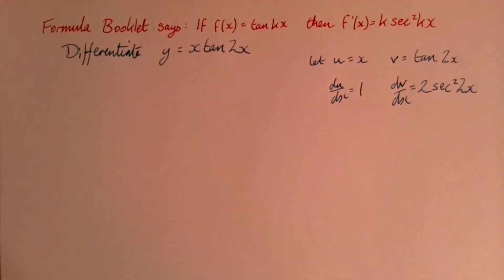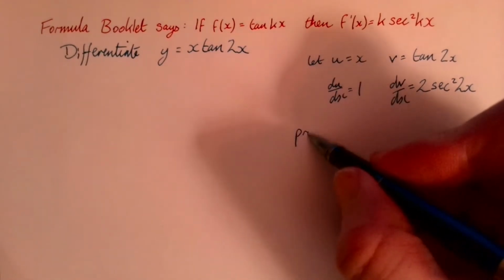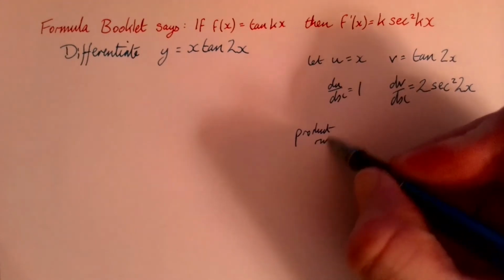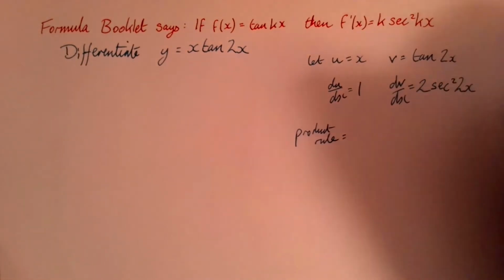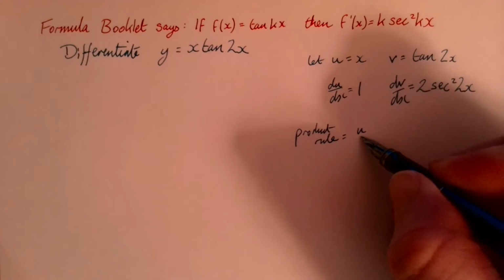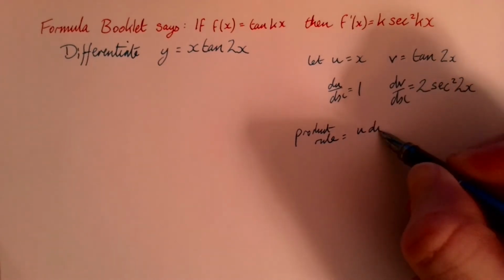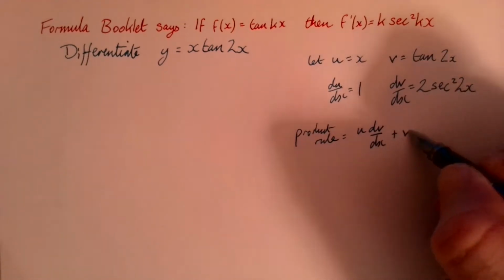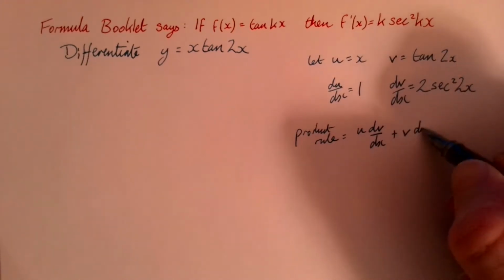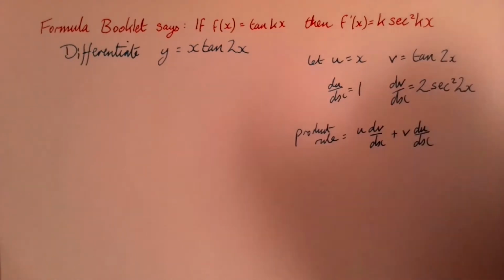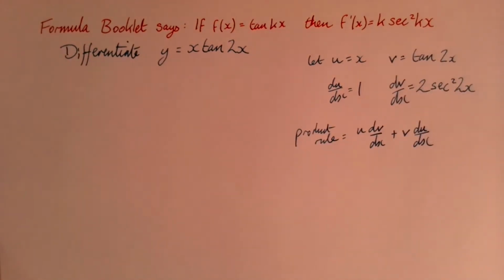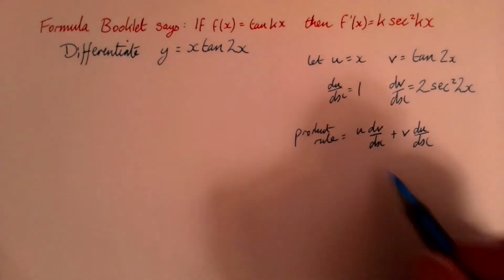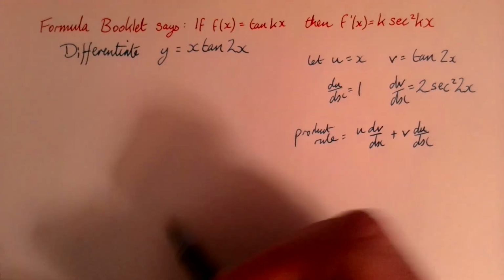Right, now what does the product rule say? The product rule, which is not in the formula booklet, says the differential is going to be u times dv dx plus the same thing the other way around, v du dx. And although that's not in the formula booklet, the quotient rule is, and you can sort of see it inside it, but we'll come back to that again in a bit.